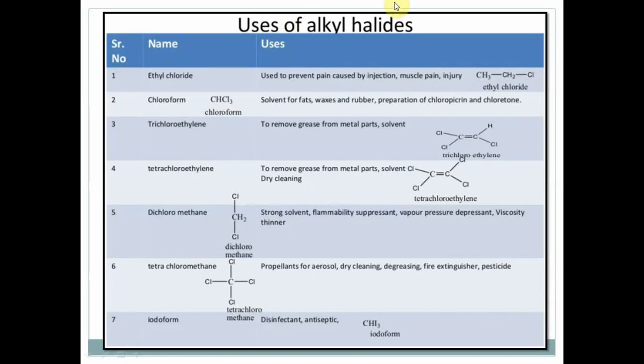Now some uses of alkyl halides. Ethyl chloride is used to prevent pain caused by injection, or you can say muscle pain, injury pain. Chloroform: solvent for fats, wax and rubber, preparation of chloropicrin or chloretone.